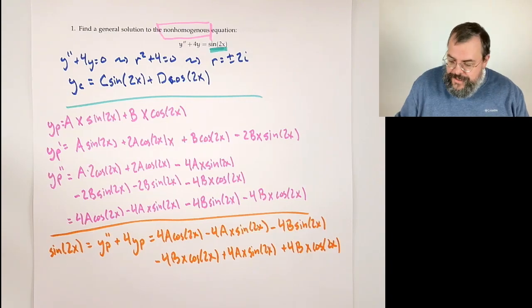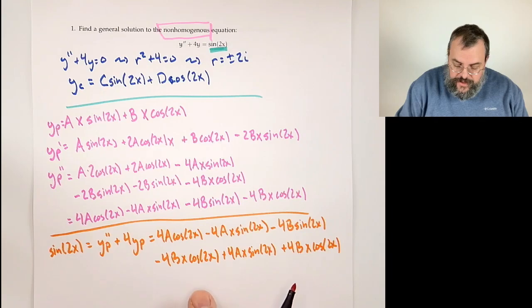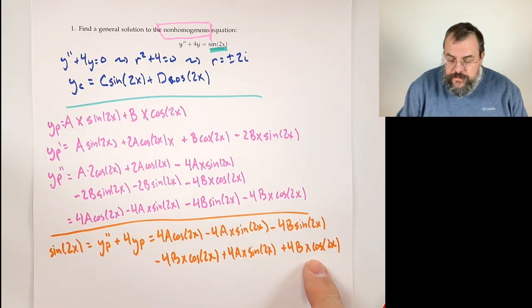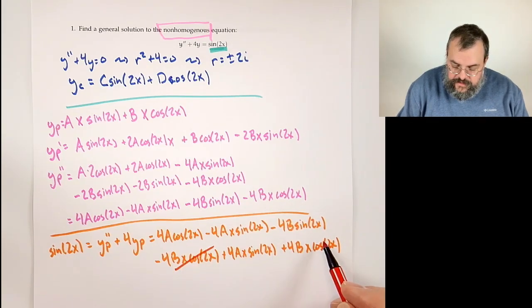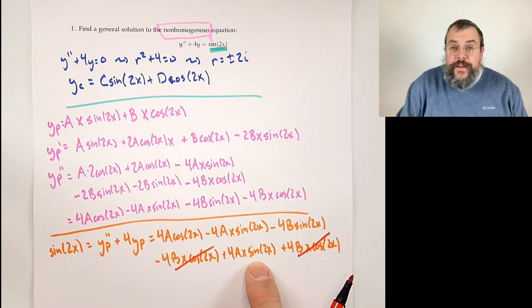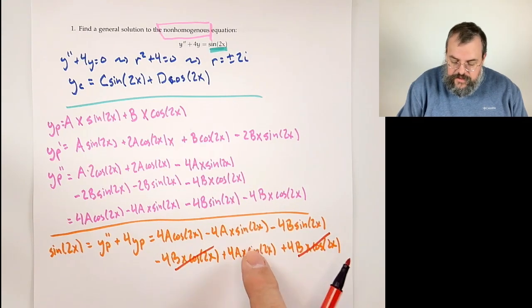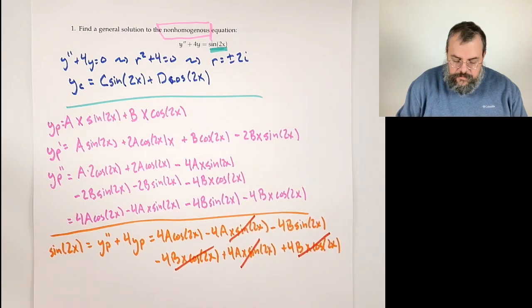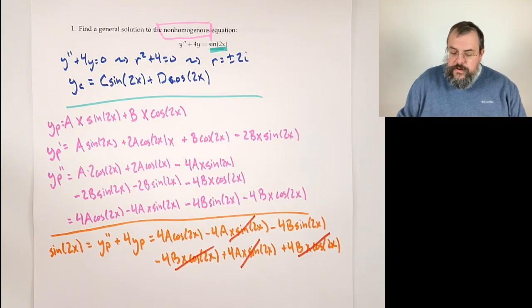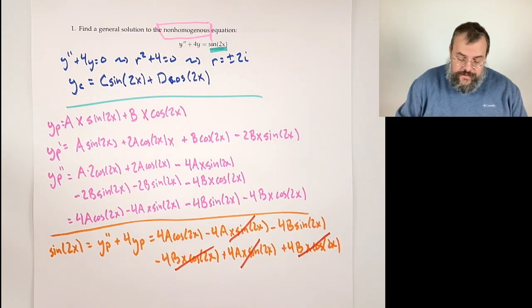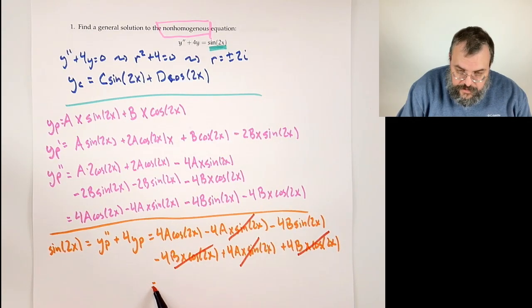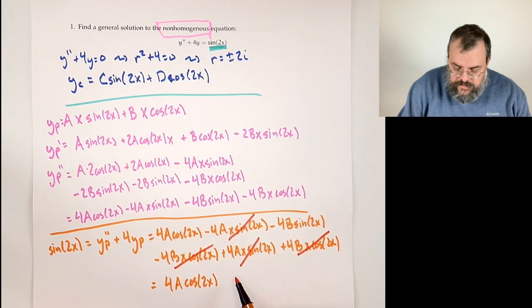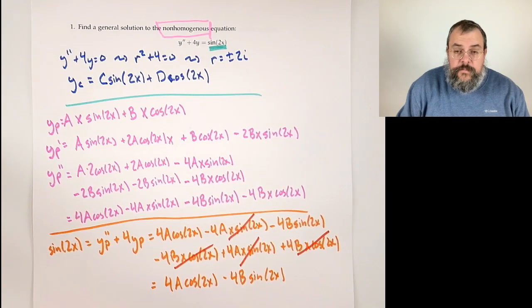And now we say, does anything simplify? Well, yeah, of course, something should. And notice, minus 4bx cosine 2x plus 4bx cosine 2x cancel. 4ax sine 2x minus 4ax sine 2x cancel. And so we actually have something pretty nice. So this is equal to 4a cosine 2x minus 4b sine of 2x.